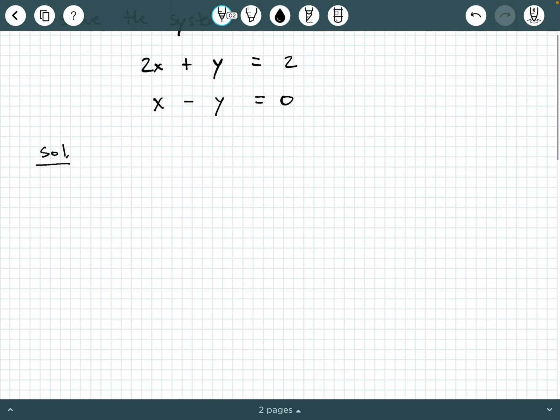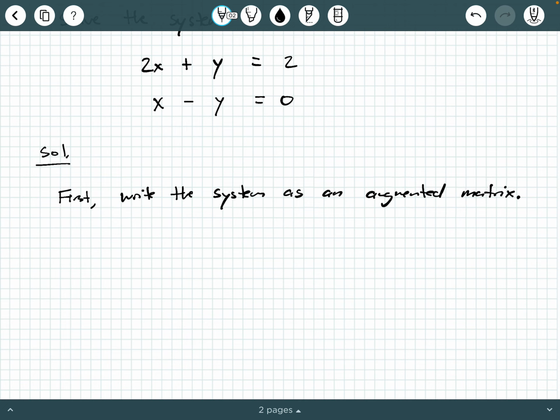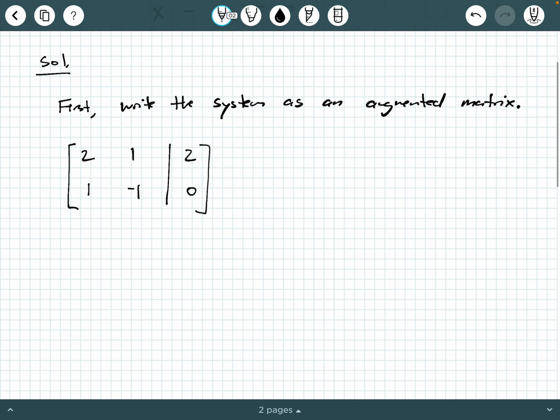So the first thing we do, what do we need to do? We need to first write the system as an augmented matrix, okay? So the augmented matrix form is 2, 1, 2, 1, negative 1, 0. And there's our partition line. So there we go, okay? Easy enough.